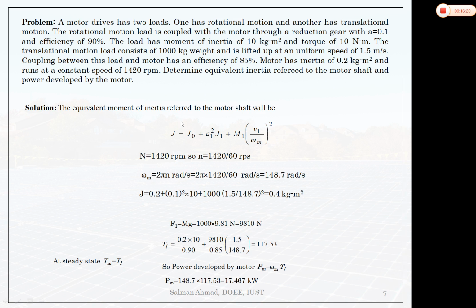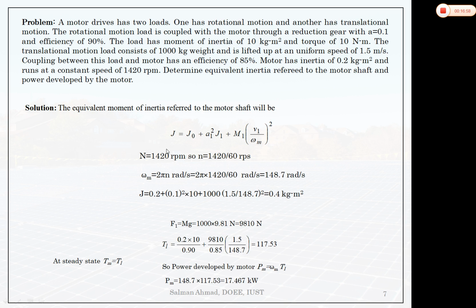So we can use this equation, J is equal to J naught plus A1 square J1 plus M1 V1 square upon omega m square. This is the load which has rotational motion. There is no directly coupled load, so we can take J naught as the moment of inertia of the motor only. So J naught is nothing but the moment of inertia of the motor. Then J1 is the moment of inertia of the load under rotational motion, with gear ratio A1.